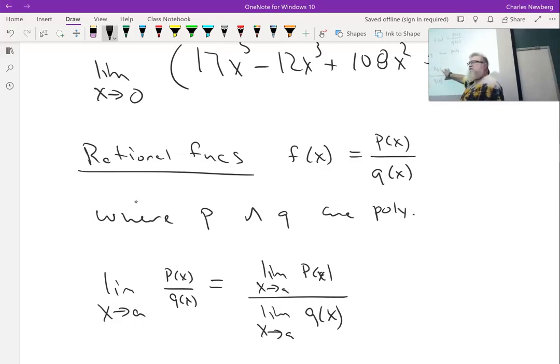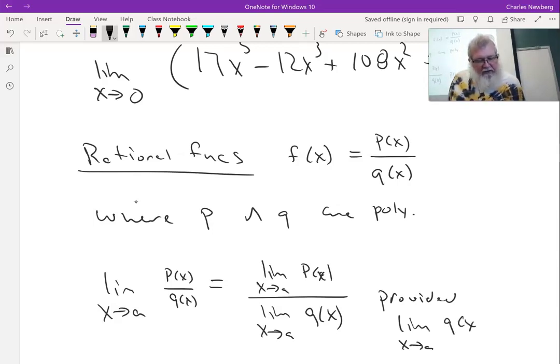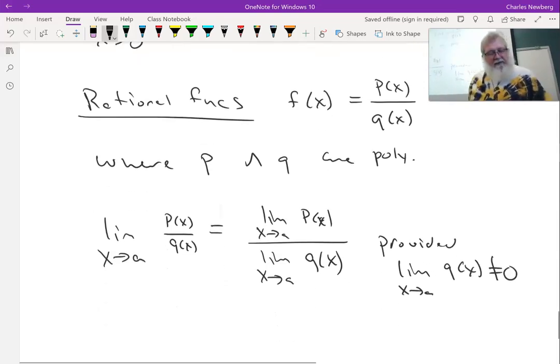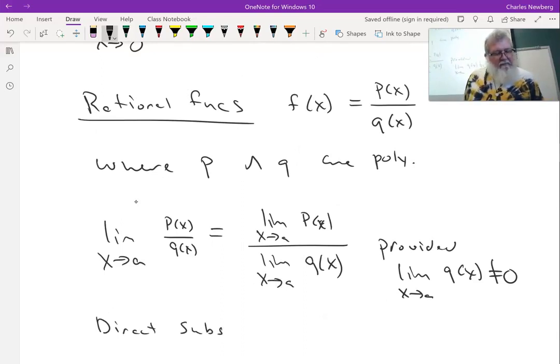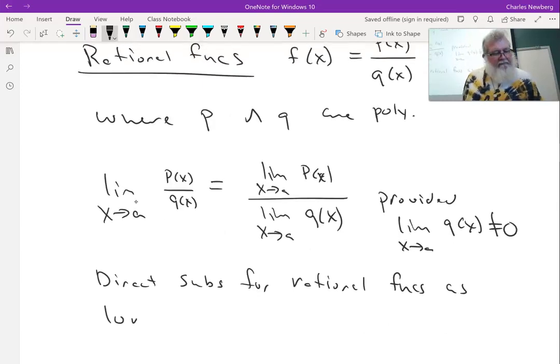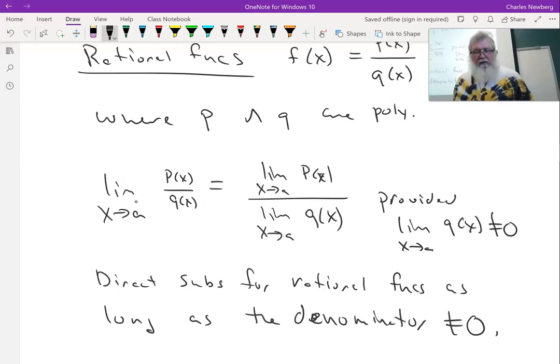When would this quotient not exist? When this limit is zero. Very good. Provided the limit as x approaches a of q of x does not equal zero. So what does this say? You can do direct substitution for rational functions as long as the denominator does not equal zero. All right. That takes care of a lot of functions too, doesn't it? So we already got some direct substitutions built up there. I'll give you a chance to get that written down, and then we'll try an example.